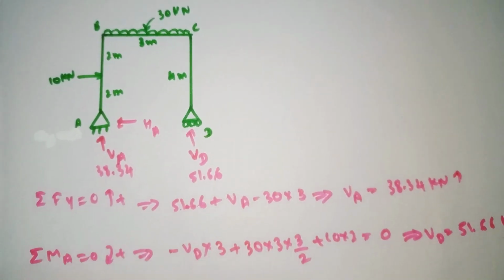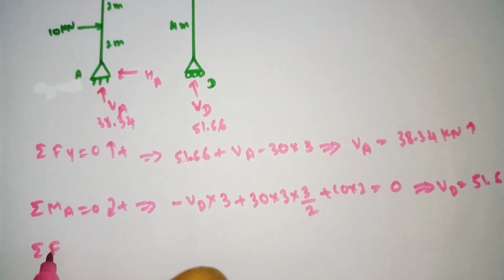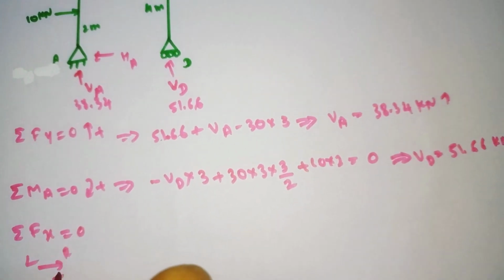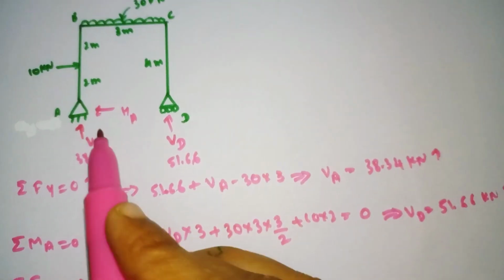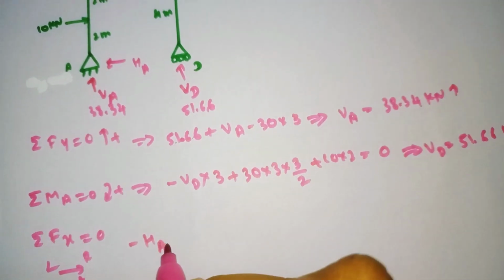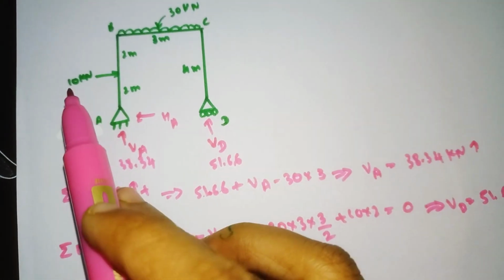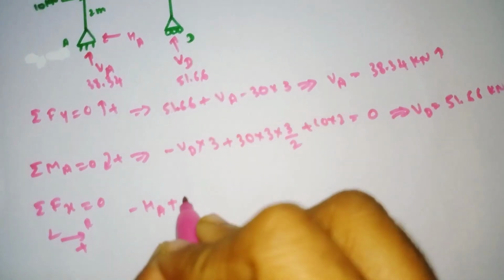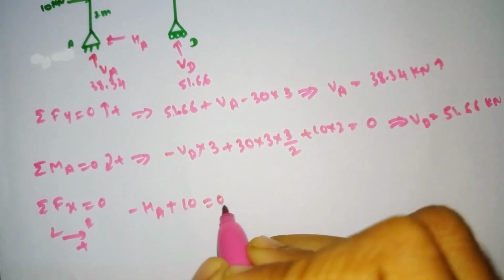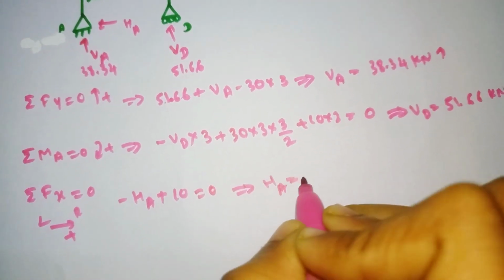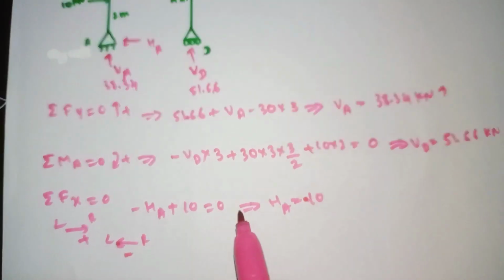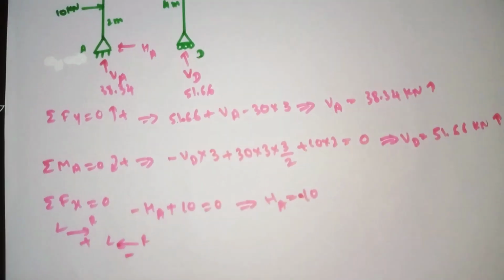Similarly for HA, the summation of all horizontal forces is equal to 0. We take left to right as positive. Here HA is moving right to left, so we take it as negative, minus HA. Plus the 10 kilonewton load is moving left to right, so we take it as positive, plus 10. Is there any other horizontal load? No, so it equals 0. Solving it, our HA comes out as 10. This is how we find all the support reactions.